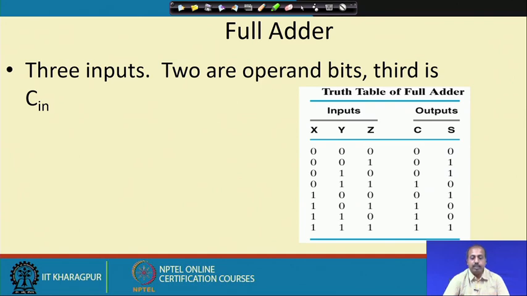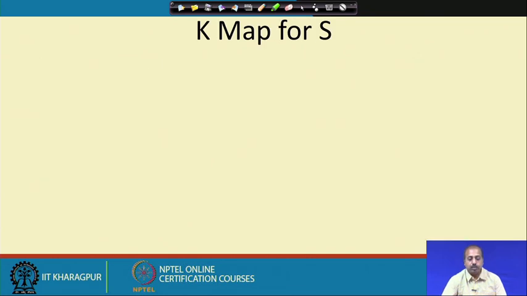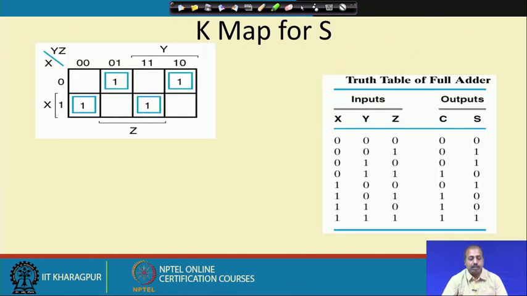The full adder has 3 inputs: 2 are the operand bits, say x and y, and the third is the carry input C in. It has 2 outputs, sum and carry. The Karnaugh map for sum is like this. If you draw the Karnaugh map, it will be like this.